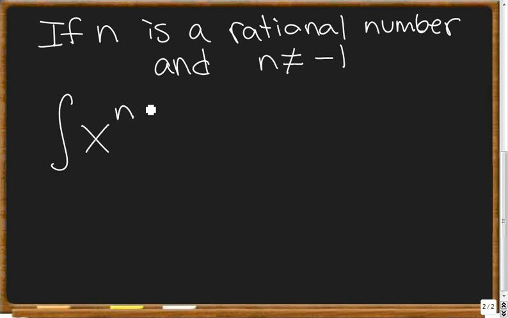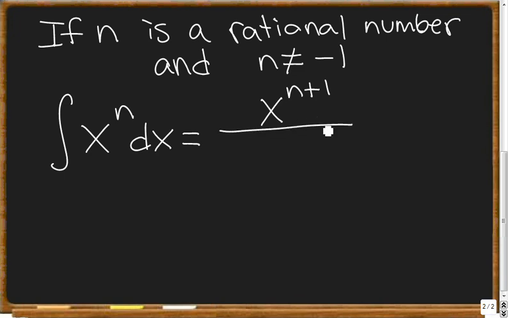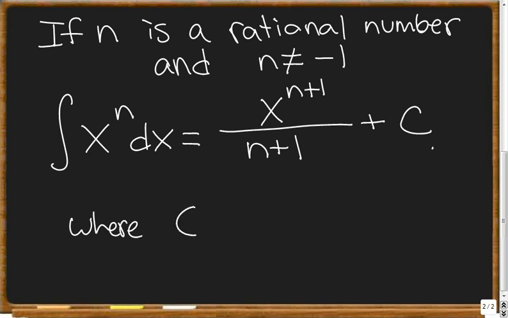x to the n power dx, what you're going to get is you're going to have to raise x one more power, so you're raising it to the n plus 1, and then you divide that by n plus 1. You divide by that very same new exponent. And then also you have to add the constant term c, where c is a constant. We talked about this in class.